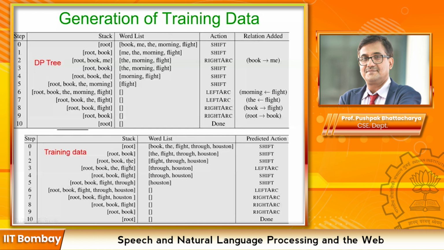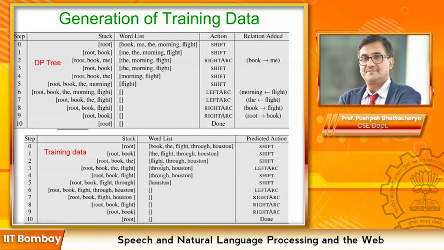Between book and the, can I establish a relationship? No, I do not see any relationship in the dependency tree. You remember earlier our logic was the is a determiner and book is a verb. Determiner doesn't link directly with verb. That was the logic in the rule-based system. But in the data-driven system, I don't have to apply any logic. The data is in front of me. Since I do not see any relation in the dependency tree between book and the, I again do shifting.